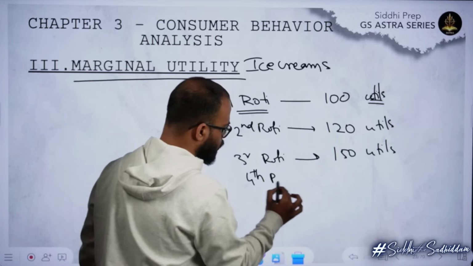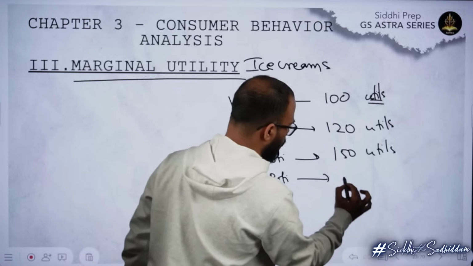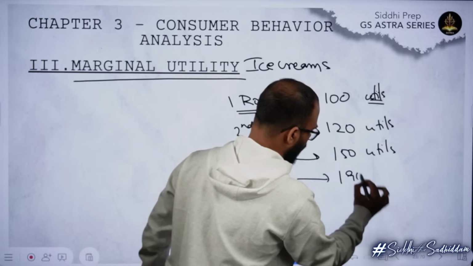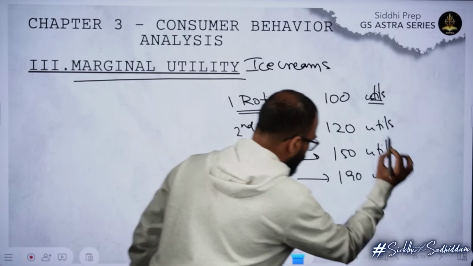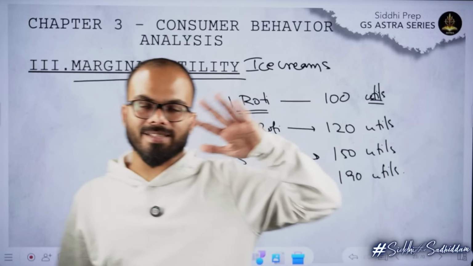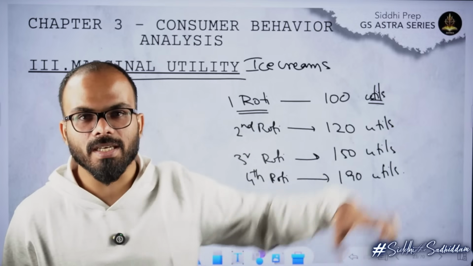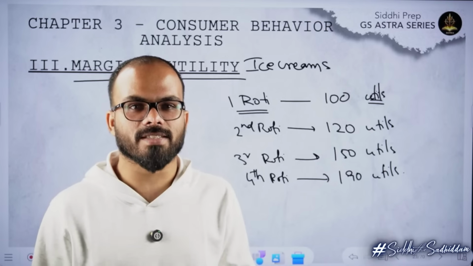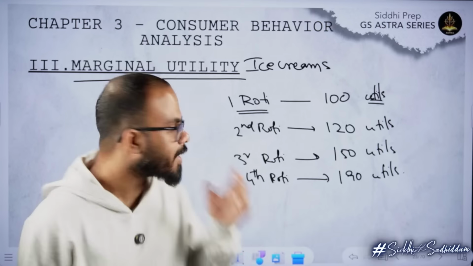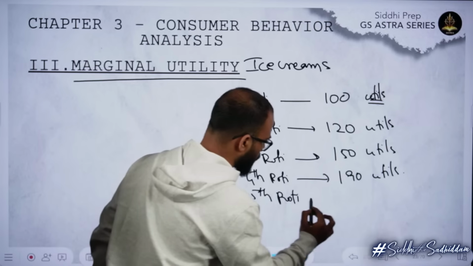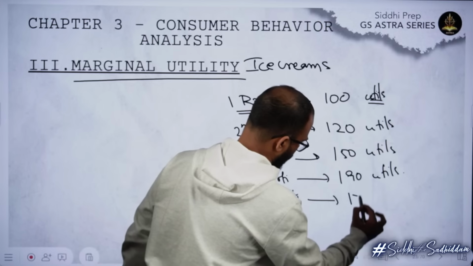Fourth as well, let us assume my satisfaction has continued to increase up to, let's say, 190 utils. With these 4 rotis, I am satisfied. But still, because of the people around me, who wanted to try something else, we kept on ordering. But by the time I reach the 5th roti, my satisfaction will reduce, right? It will come down to probably 170.